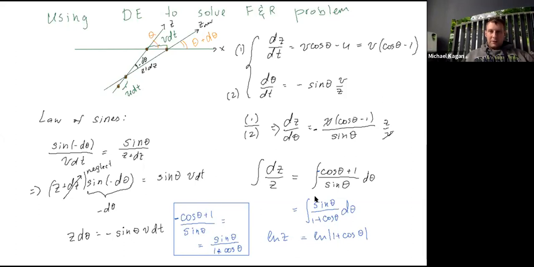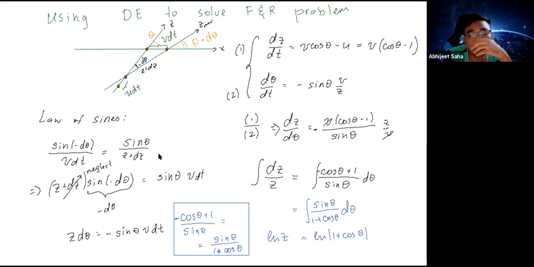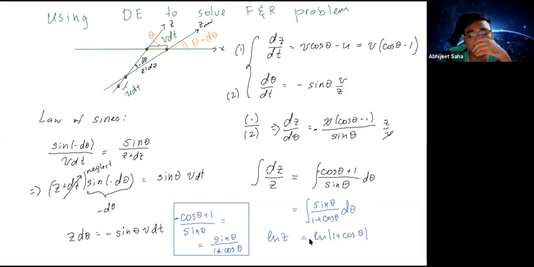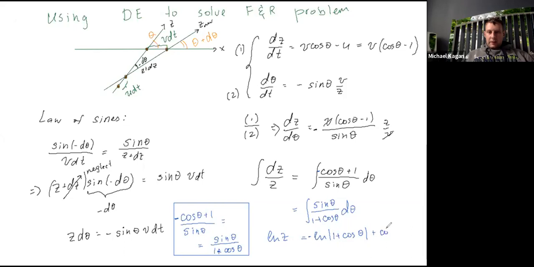Folks, what are we missing? We're missing the negative. When you take the derivative of the cos, you get a minus sign. So you have to put a minus here, and plus a constant, of course. Let's not forget about the constant.